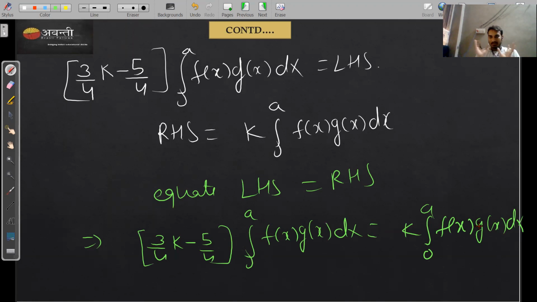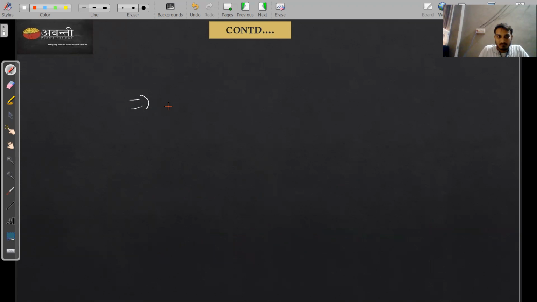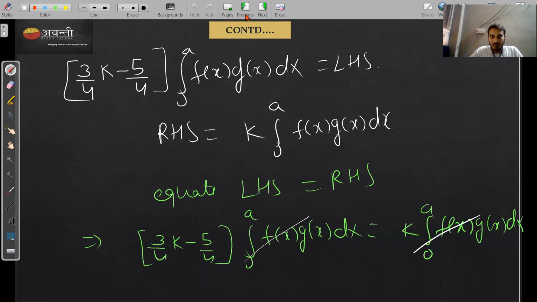See, these two integrations are equal, right? So let's say this has some value alpha. This is something finite after putting the limits, right? After putting the limit a to 0, it gets some number. So let's say alpha. So these two cancel out. So it implies, see, 3k minus 5 is equal to 4k.